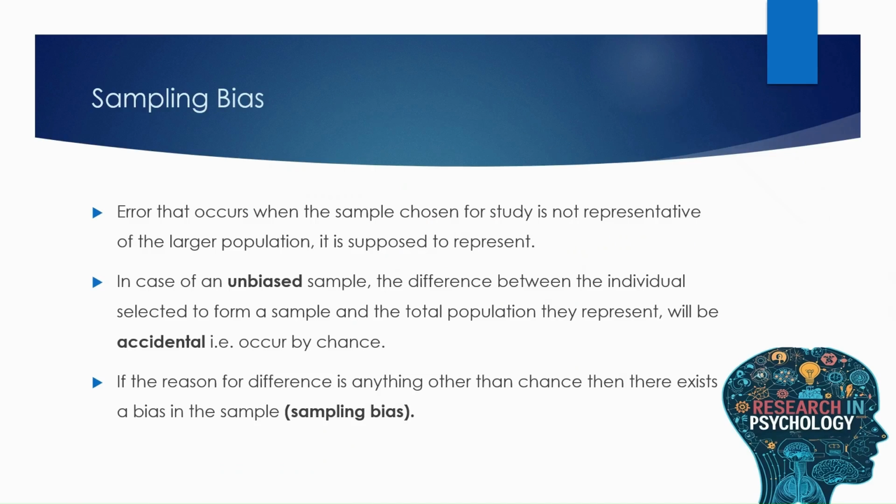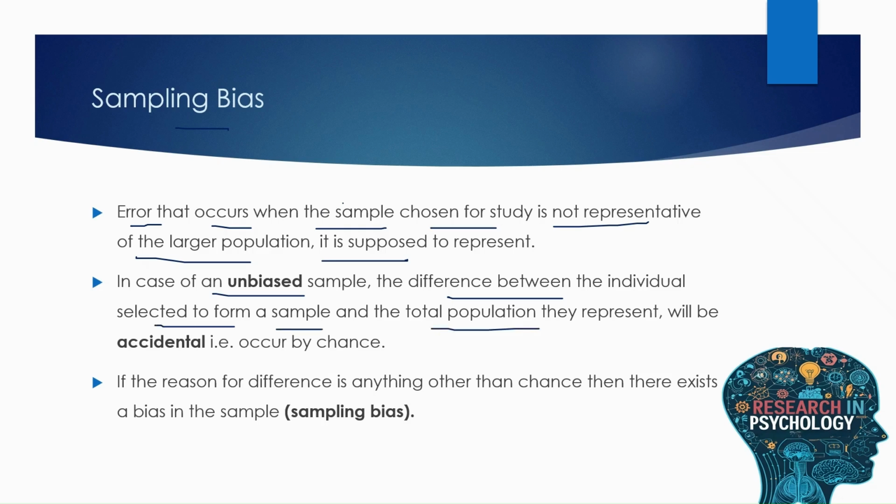What is sampling bias? This is the error that occurs when the sample chosen for study is not representative of the larger population it is supposed to represent. So when the sample being chosen is not a true representation of the population it is supposed to represent, that is called sampling bias. In case of an unbiased sample, where there is no sampling bias, the difference between the individuals selected in a sample and the total population they represent will be accidental or by chance.